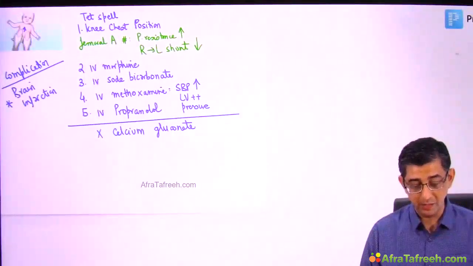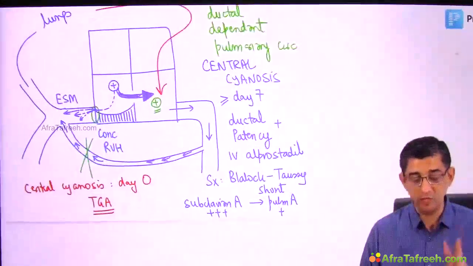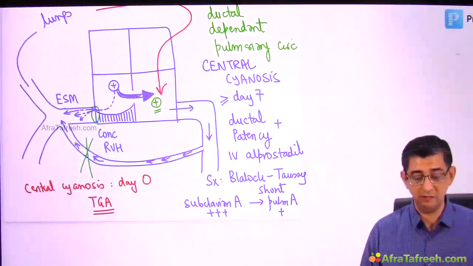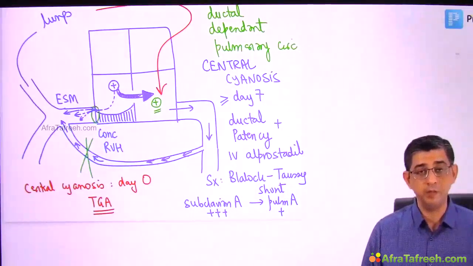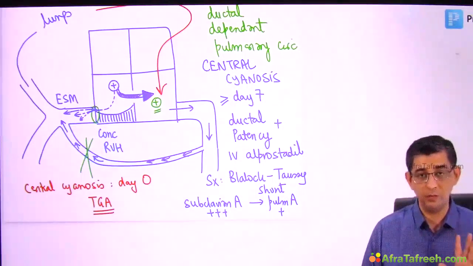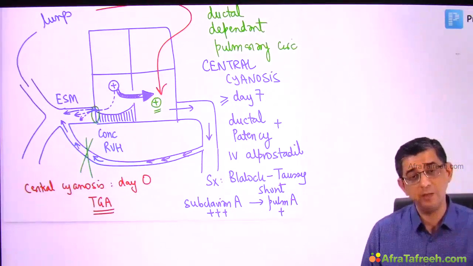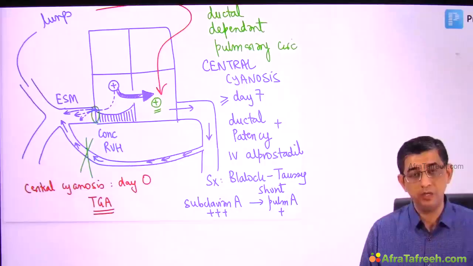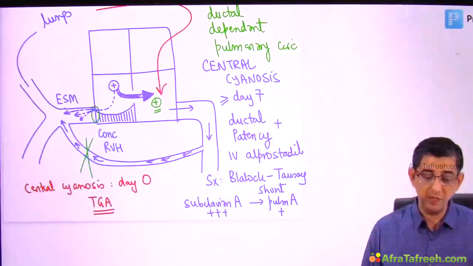Look at this diagram. In tetralogy of Fallot, there were 2 exits of blood going through, one via the ductus, one via the subpulmonic stenosis. In tricuspid atresia, there is only one way for the blood to reach. That's the reason why the child will become symptomatic earlier. In TOF, there are 2 ways by which blood can reach the lungs.